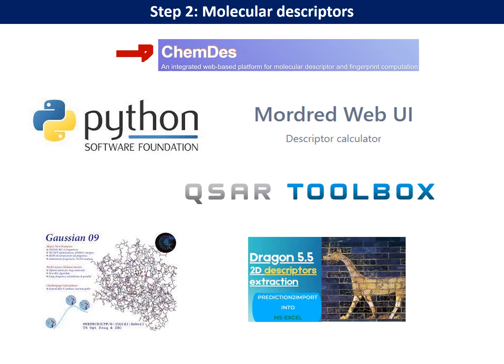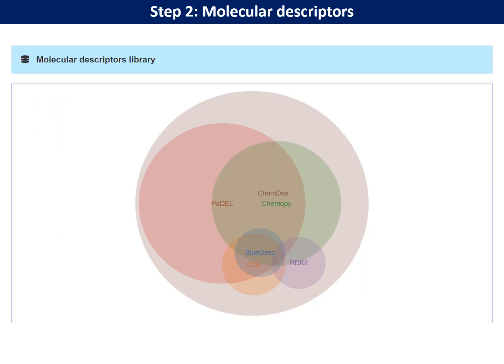You can use QSAR Toolbox, or Gaussian, or Dragon to calculate the molecular descriptors. Today I will show you how to use the GMS. This is free software. If you click the ChemDes here, you have a lot of libraries. First is PaDEL, Chemopy, RDKit, and CDK or BlueDesc. But Chemopy contains the whole set of molecular descriptors. I recommend you use Chemopy to calculate maybe around 1,800 molecular descriptors.